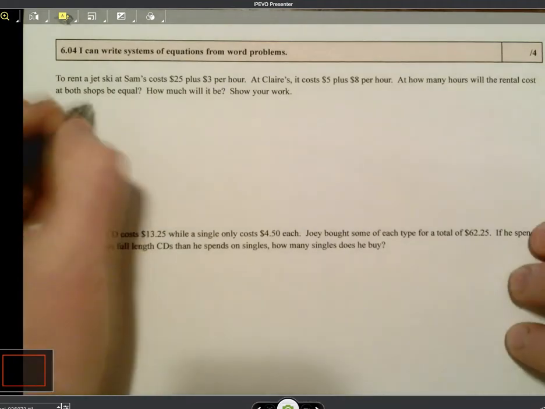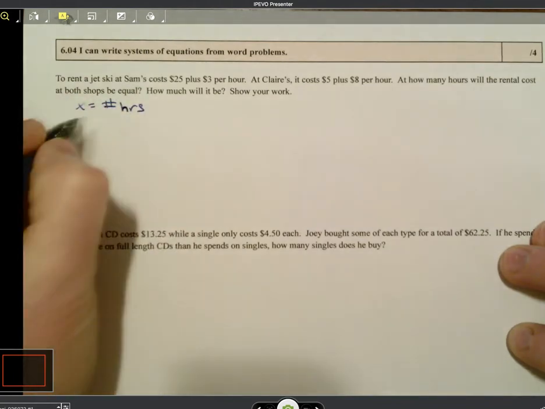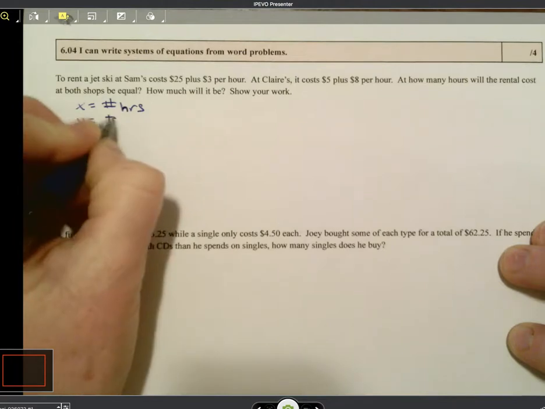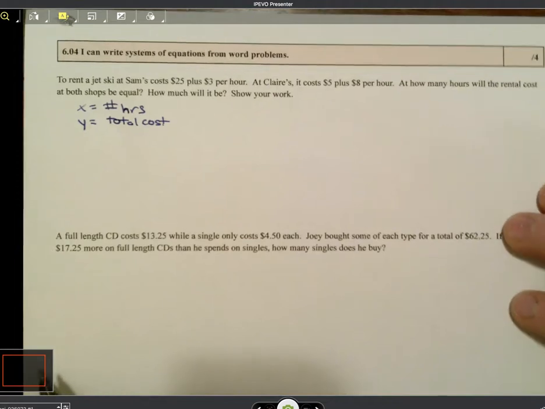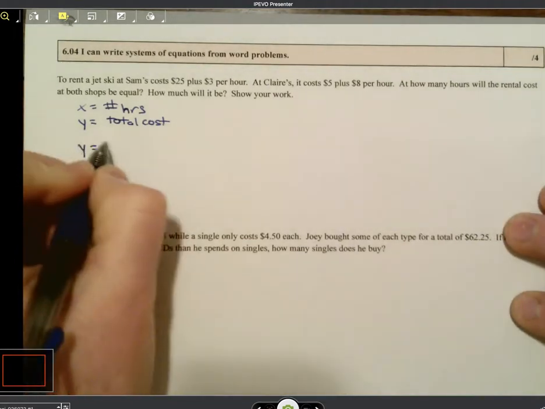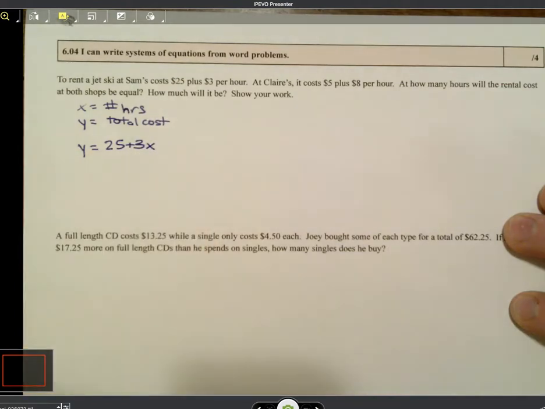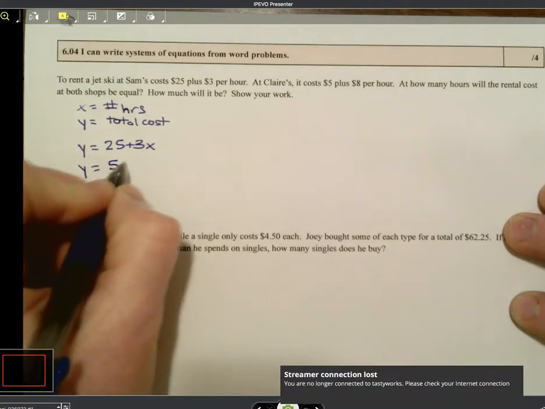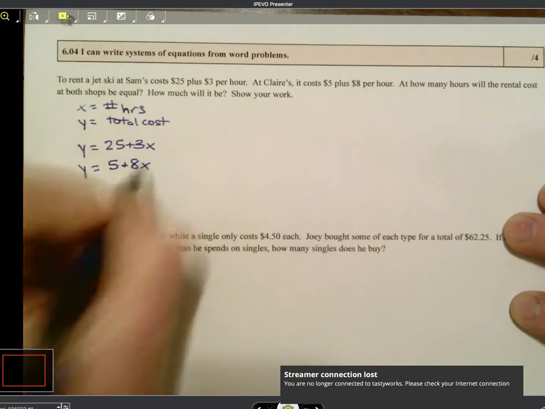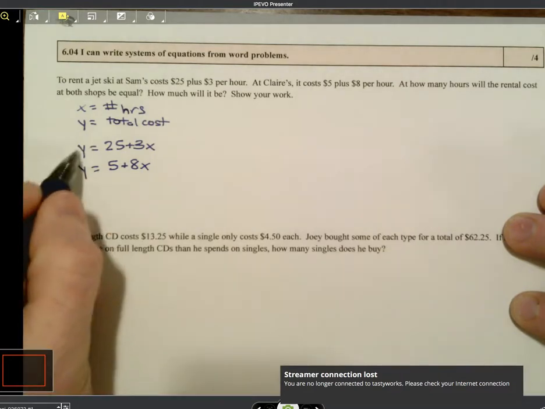All right. We could make x the number of hours that you've rented, and we're going to make y the total cost. So at Sam's, the total cost is $25 plus $3 per hour. And for Claire's, it's $5 plus $8 per hour. The question is, at how many hours will the rental costs at both shops be equal? When will the total cost be equal?